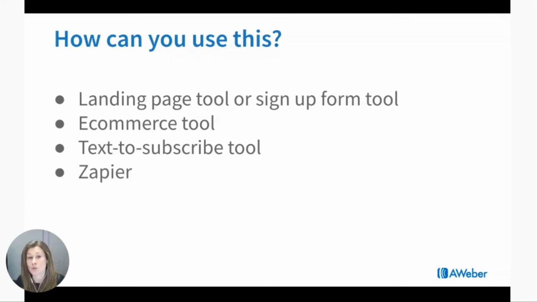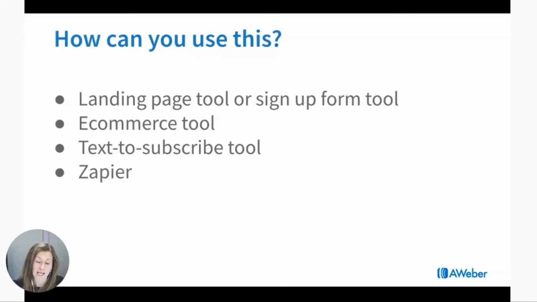You can also apply tags with a text to subscribe tool. So I told you at the beginning that I do a lot of speaking around the country. There are tools where you can say text this number to subscribe to my email list. And people will text that number and they'll automatically join your AWeber email list if your tool is integrated with AWeber. And then you can actually have them join with a tag.